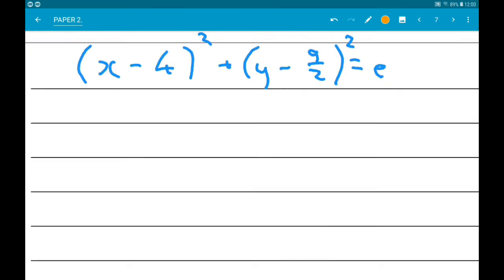Now the final thing we need to do is find E. So we know 2 points that lie on the circle. We now know the numbers in the brackets, so we can just sub in the values from one of the points. So I'm going to put in 10, 6. So x is 10, y is 6. So that's going to give us 10 minus 4 squared, add 6 squared.